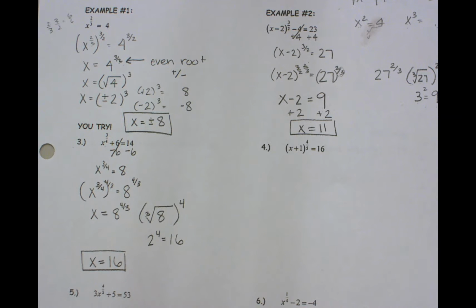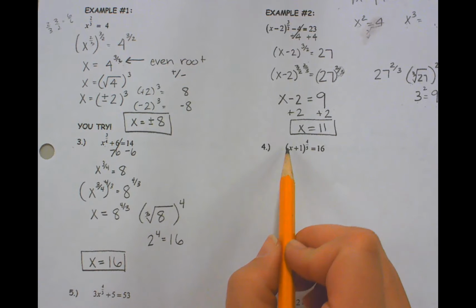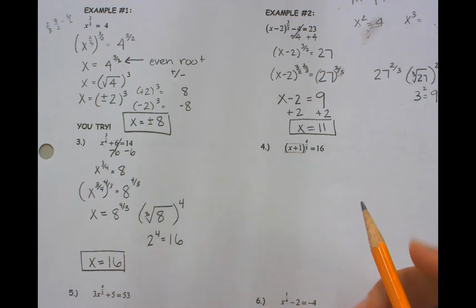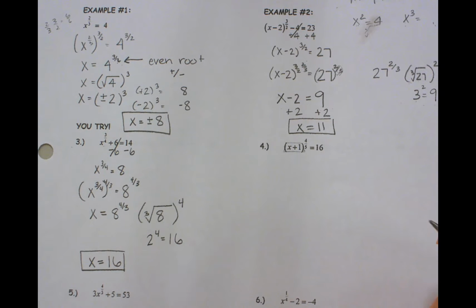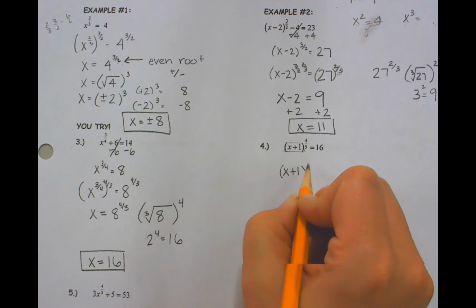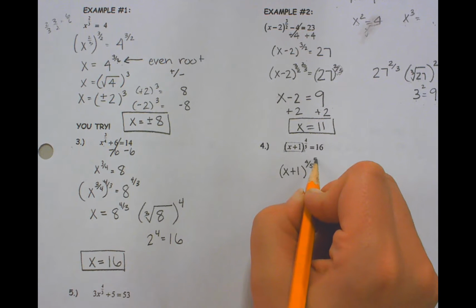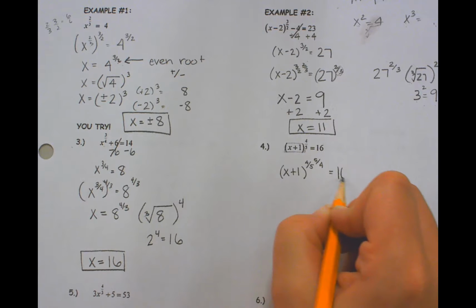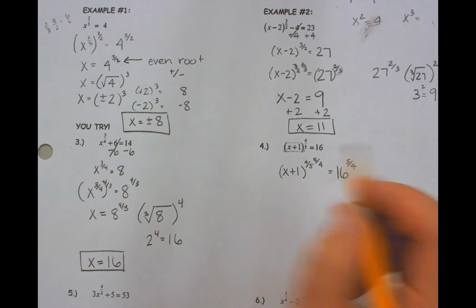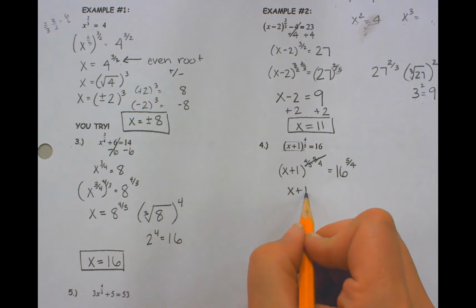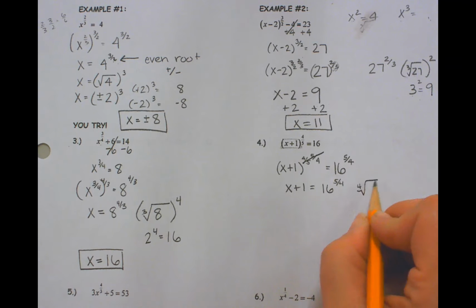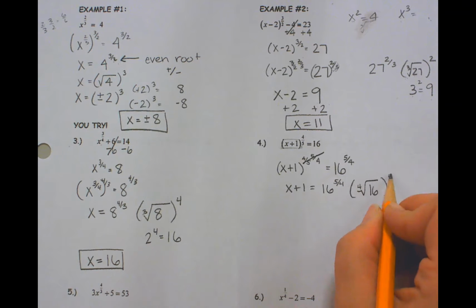All right, so then looking at number 4, my rational exponent part is already by itself, right? All of this is being raised to the 4/5, so there's nothing else to isolate. So then I'm going to raise this to its reciprocal. So the reciprocal of 4/5 is 5/4. So then that means I'm also raising 16 to the 5/4. So these cancel, giving me x plus 1, and this gives me 16 to the 5/4, which is the 4th root of 16 to the 5th power.